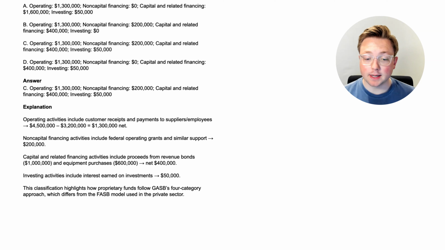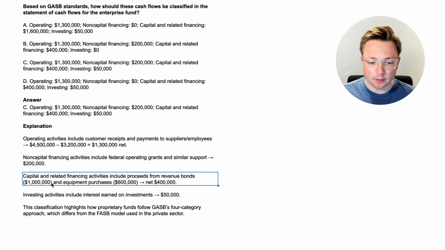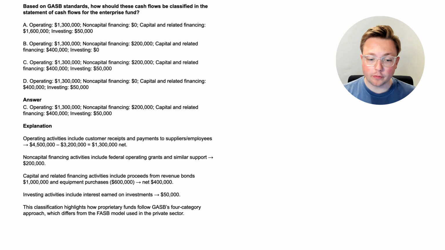Capital and related financing activities include proceeds from revenue bonds, which was the $1 million, and equipment purchases, which was $600,000. So you net the two, and that's $400,000. Sorry, this is a little bit confusing. I realized that there are parentheses around this when there should not be. So they earned $1 million from the revenue bonds and they purchased $600,000 worth of equipment with cash. So the net is $400,000 for capital and related financing activities.